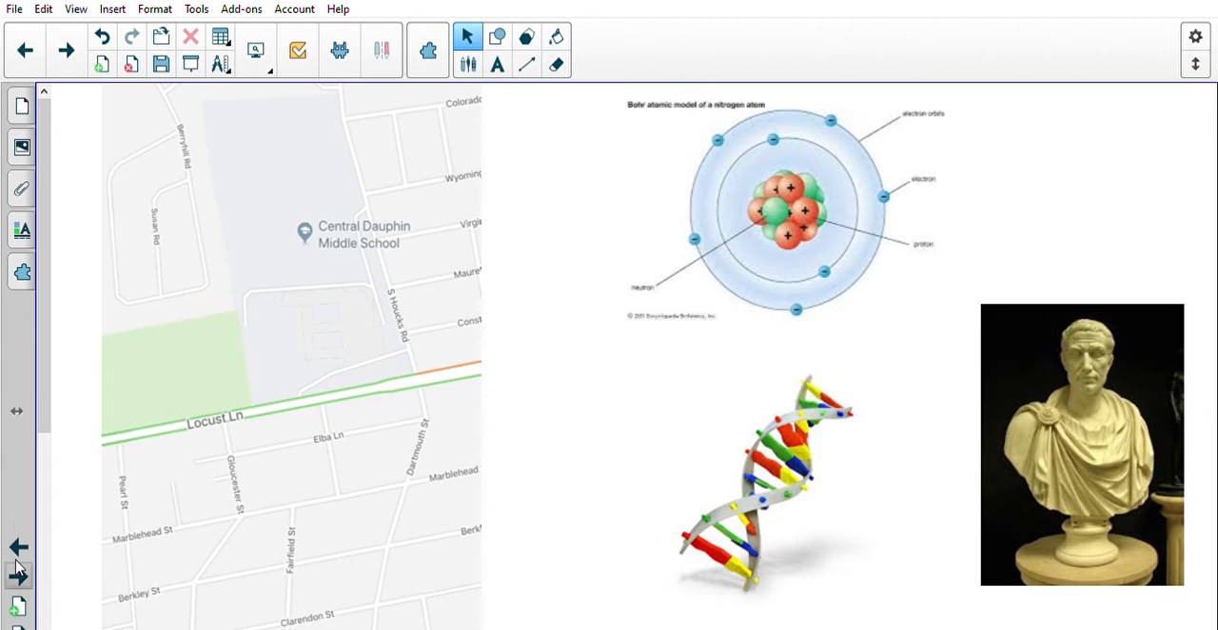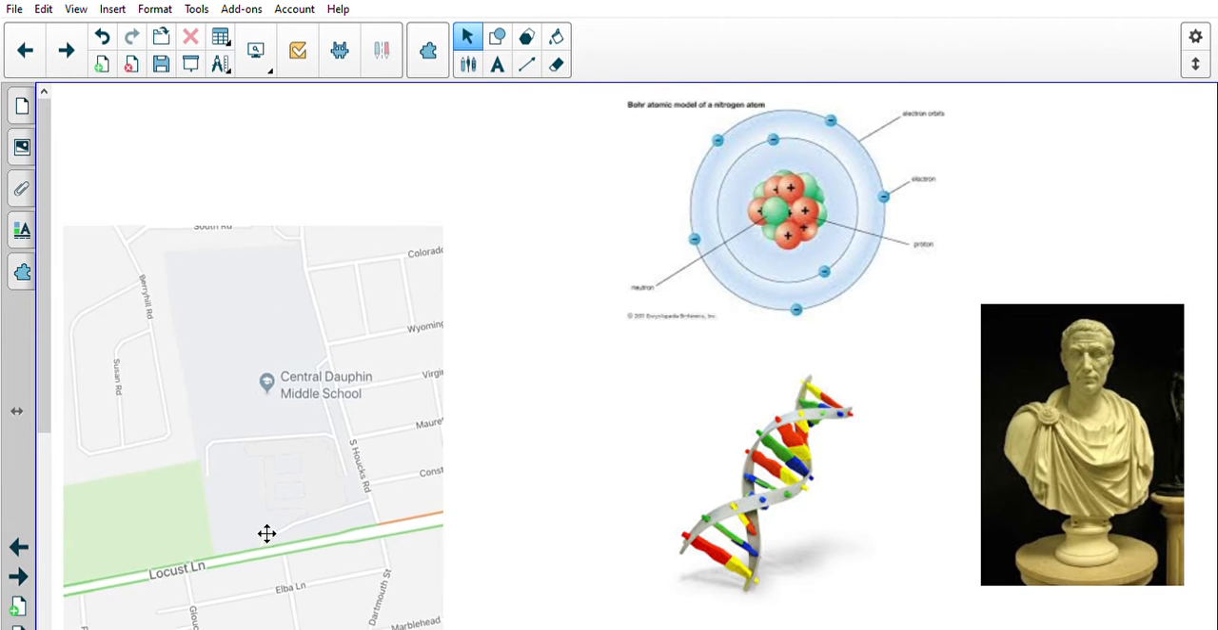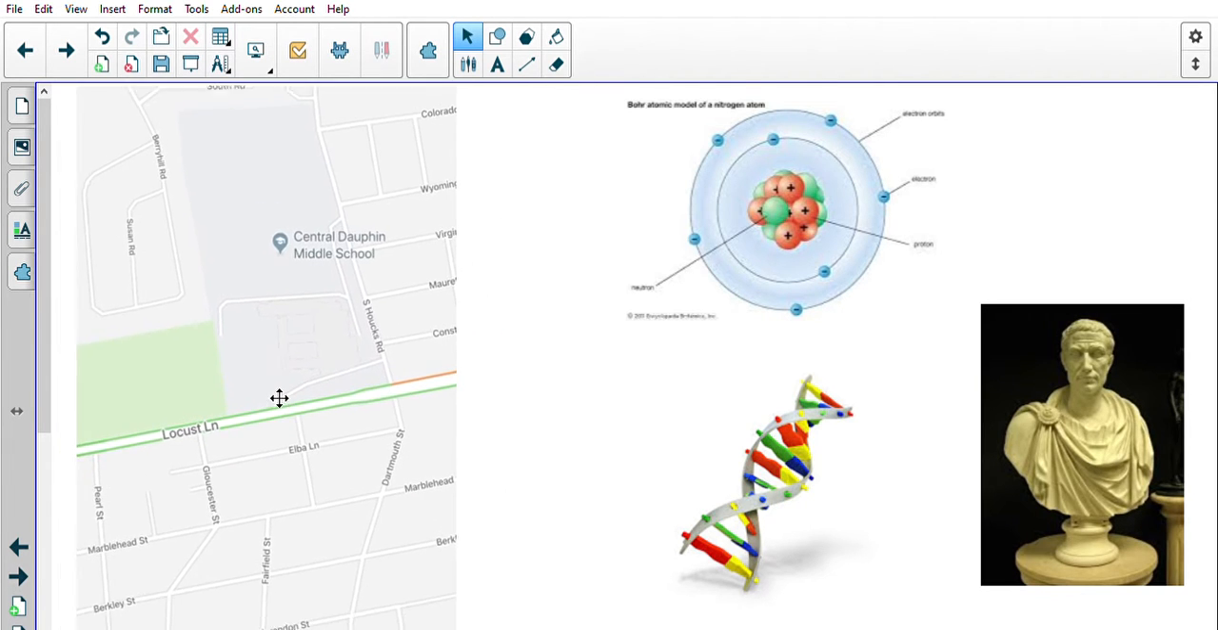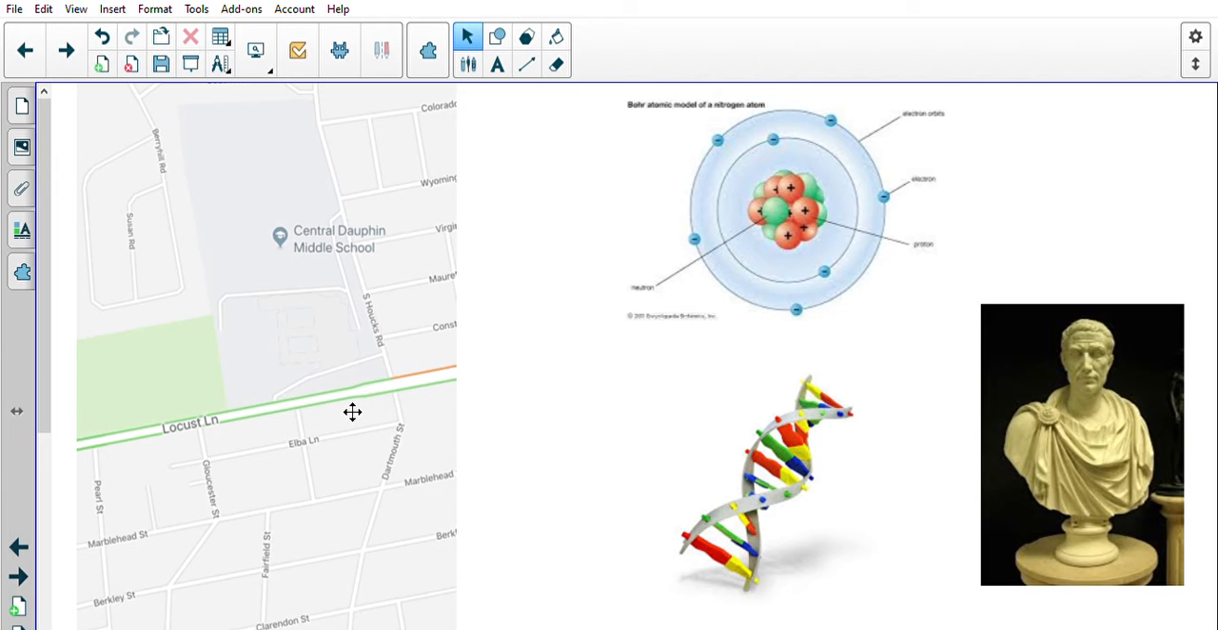We can also see some other examples here. For example, when you pull up a map on your phone, so this is a map of Central Dauphin Middle School, we can see that this is really a scale drawing or a scale model of what the actual roads look like. So it looks like a pretty short distance here along Locust Lane where our school is, but we know it's a pretty large distance in real life.